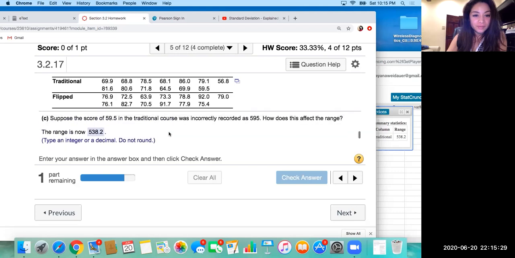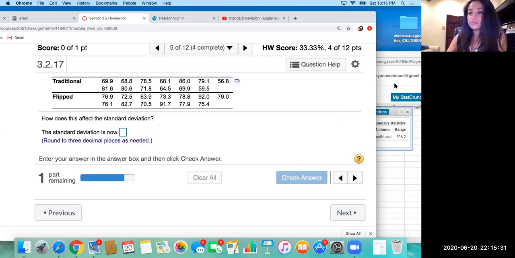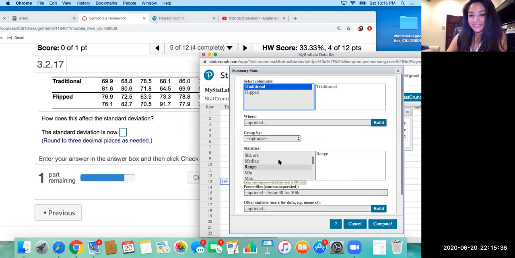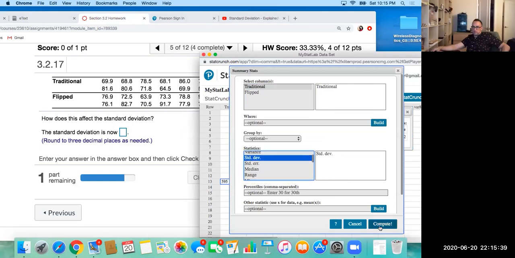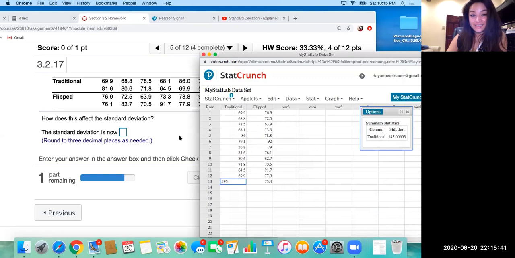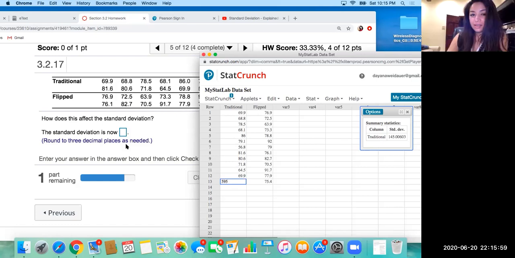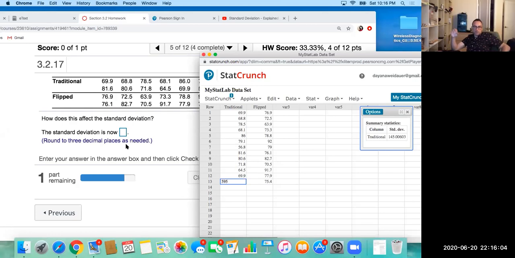Wait, what am I doing? So now I'm looking for the standard deviation. Options, edit. Ooh, you're becoming a pro, thanks to you. Yeah, 3 decimal places as needed. Now, I hope this is a sample. Is it a sample? Yes. Then that would be correct, as long as this is a sample.